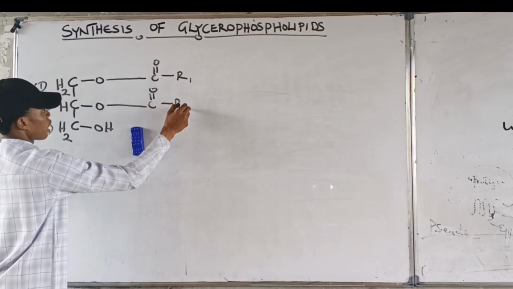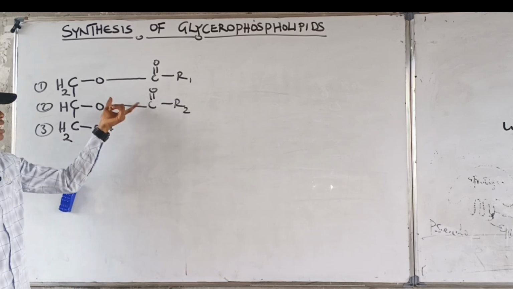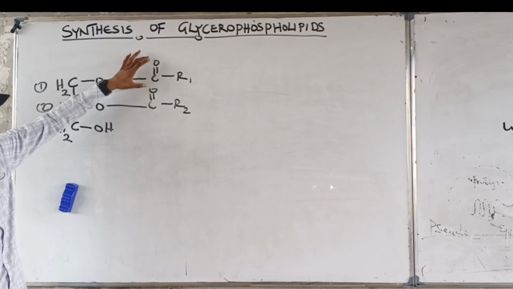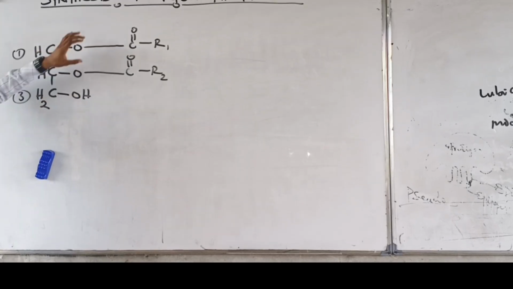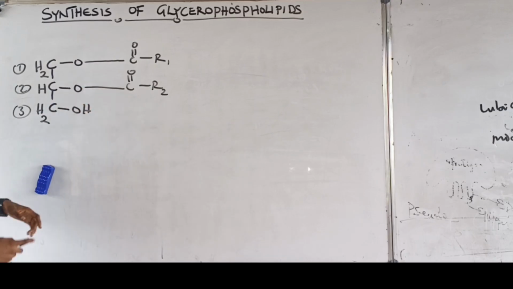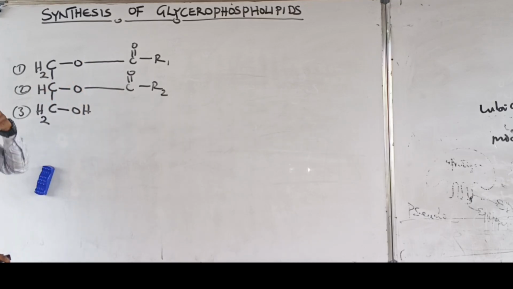Let me use arrow 1 and arrow 2 to differentiate the fatty acids. So now this structure we have on the board is diacylglycerol. If I attach only one fatty acid group, it's called monoacylglycerol. If I attach 2, it's called diacylglycerol. If I attach 3, it becomes triacylglycerol. But that's not what we're interested in. What we want to look at is glycerophospholipid.